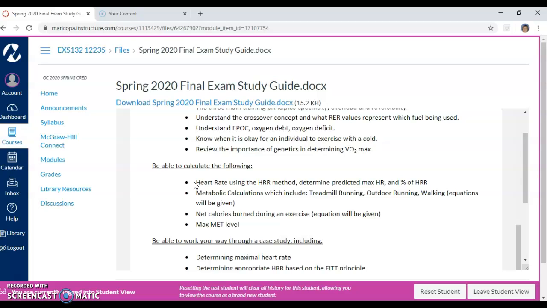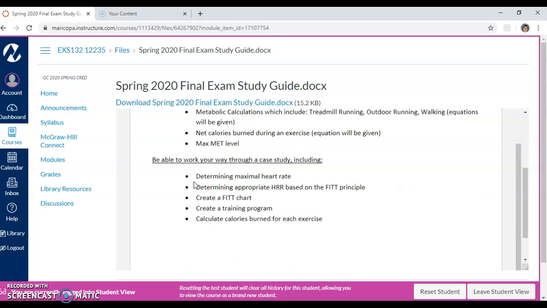Then you need to be able to work through a case study. So determining maximal heart rate reserve, creating a fit chart. We won't necessarily have you create a fit chart or create a training program on the final exam, but you need to be able to look at one and know what to do with it. We're not going to have you fill in or create a program for the client we give, we will more or less have you look at the program that we gave you and decipher if it's quality or not, and kind of go through answering some questions about that.